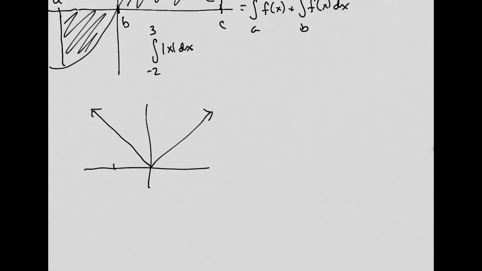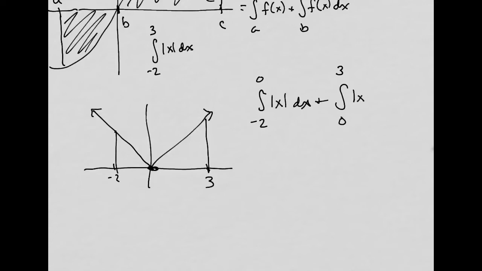So we're going from -2 to 3. It would make sense to split it up at 0. Again, you don't have to split them at 0. You can just split them in any way that makes sense. And so if we're looking at this, it's the integral from -2 to 0 of the absolute value of x dx plus the integral from 0 to 3 of the absolute value of x dx.